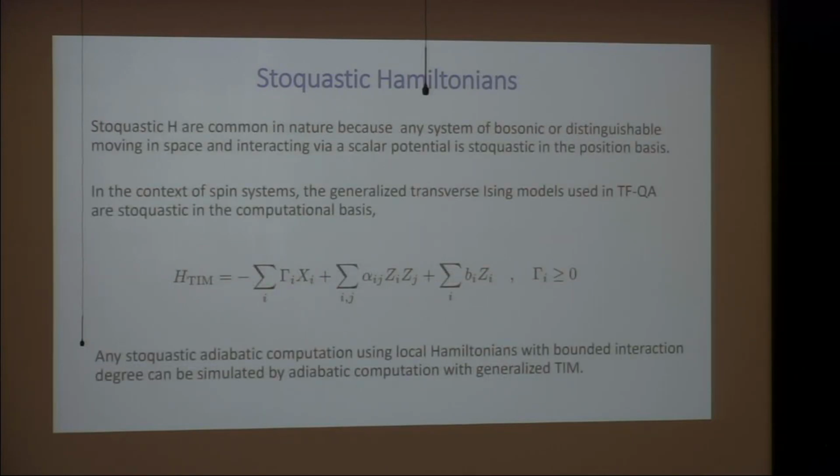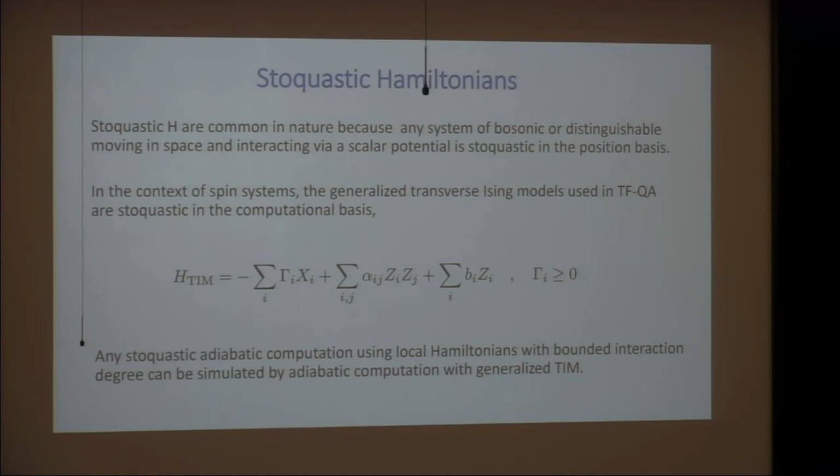Okay, so stoquastic Hamiltonians are common in nature because any system of either bosonic or distinguishable particles moving in space and interacting via a scalar potential is stoquastic in the position basis. But in quantum computing, we're more used to dealing with the context of spin systems.